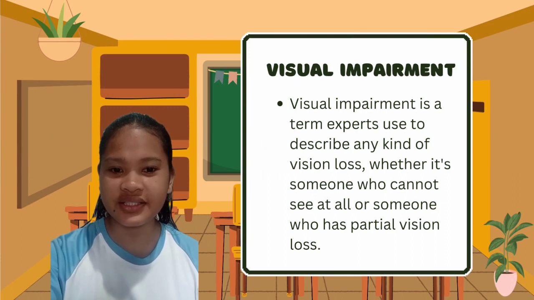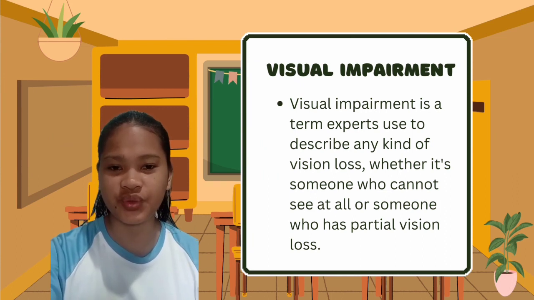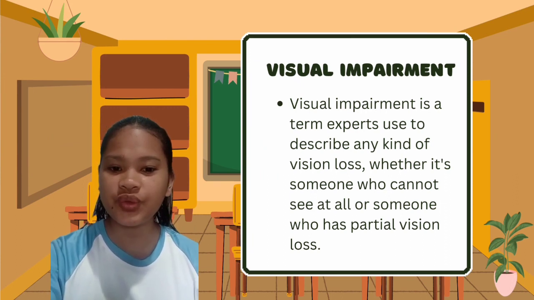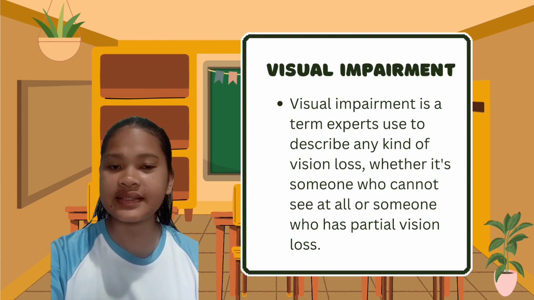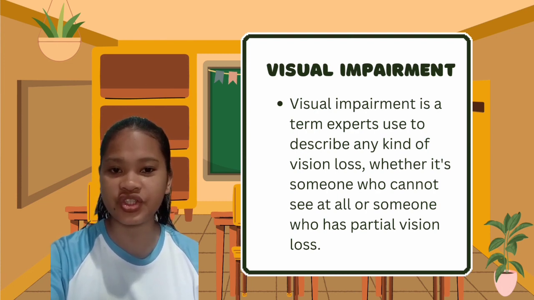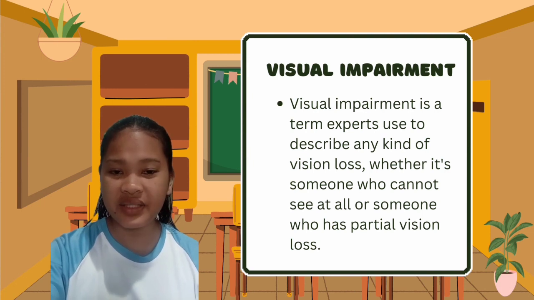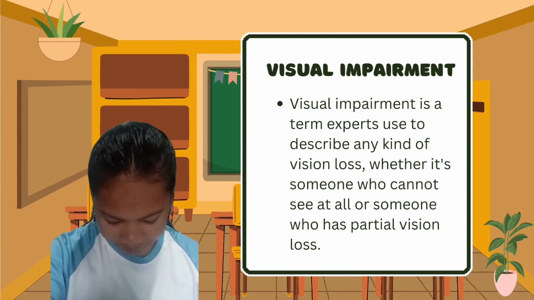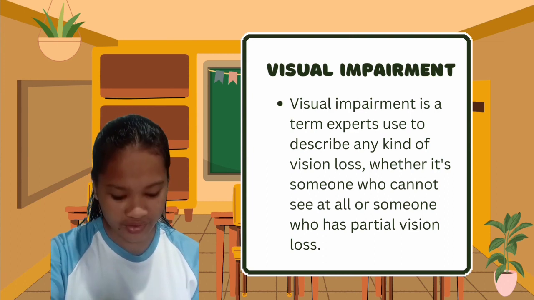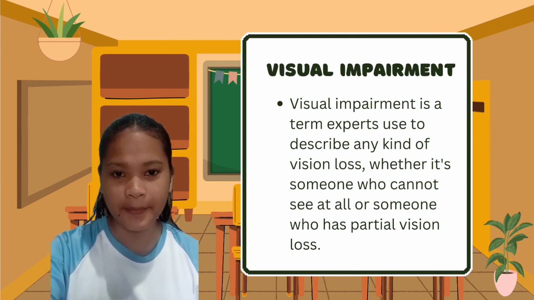Good day. Let's all tackle what visual impairment is. Visual impairment is a term experts use to describe any kind of vision loss, whether it's someone who cannot see at all or someone who has partial vision loss. In this disability, the main sense affected is our sight.